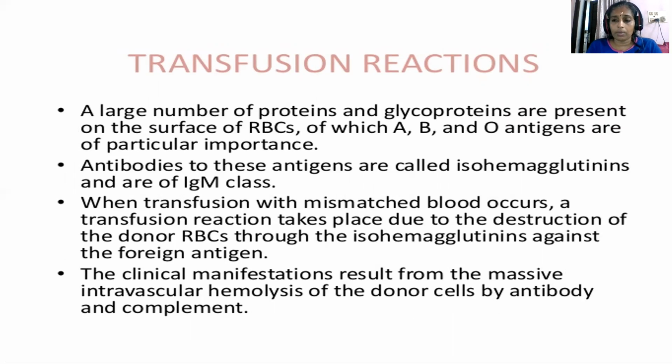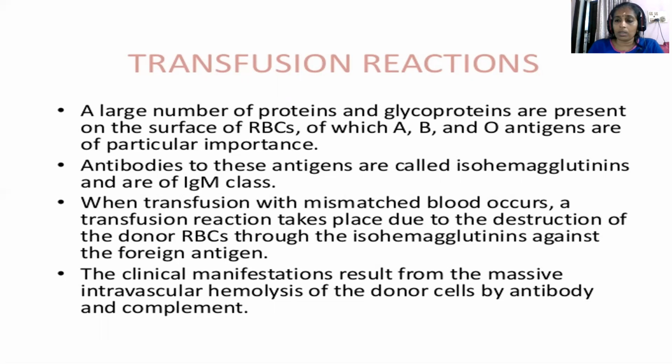So, as I said before in the previous slides, a wrong blood transfusion reaction is deleterious to an individual. A large number of proteins, like glycoproteins, are on the surface of RBCs, like the A, B, and O group antigens, which are of particular importance. Antibodies to these antigens are called isohemagglutinins, or IgM class of antibodies.